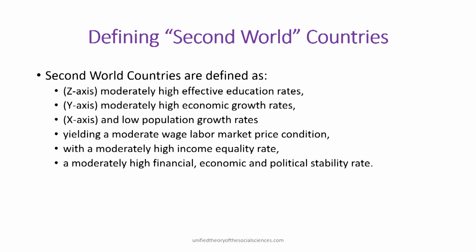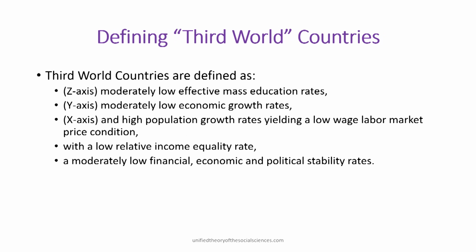Second world countries are defined as a z-axis of moderately high effective education rates, a y-axis of moderately high economic growth rates, and an x-axis of low population growth rates over time, yielding a moderate wage labor price market condition with moderately high income equality rate, and moderately high financial, economic, and political stability rate.